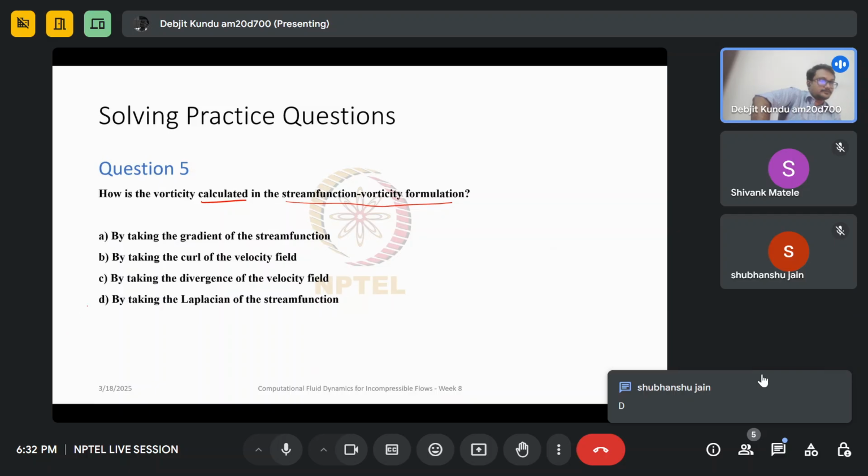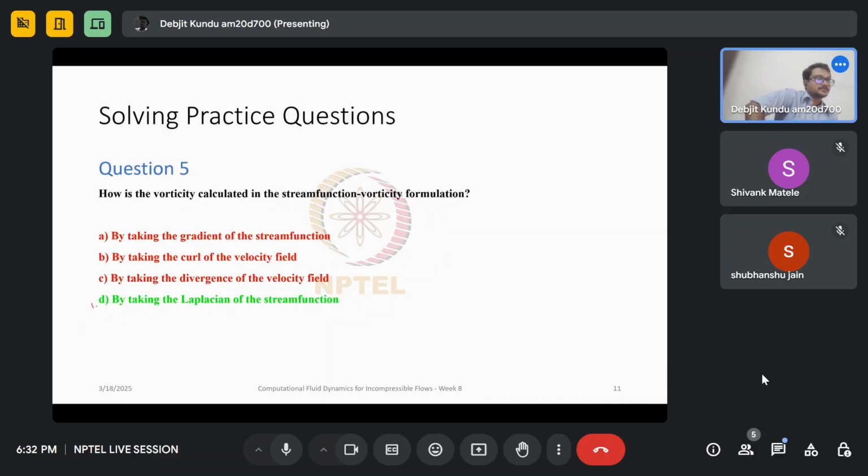Okay, we have two quick responses, both in favor of option D. Let's take a look at the solution. It is indeed option D. So basically, omega is the negative of the Laplacian of the stream function. If I expand it, it's nothing but dou 2 psi dou x squared plus dou 2 psi dou y squared. You discretize both of these derivatives and you find out what omega is.